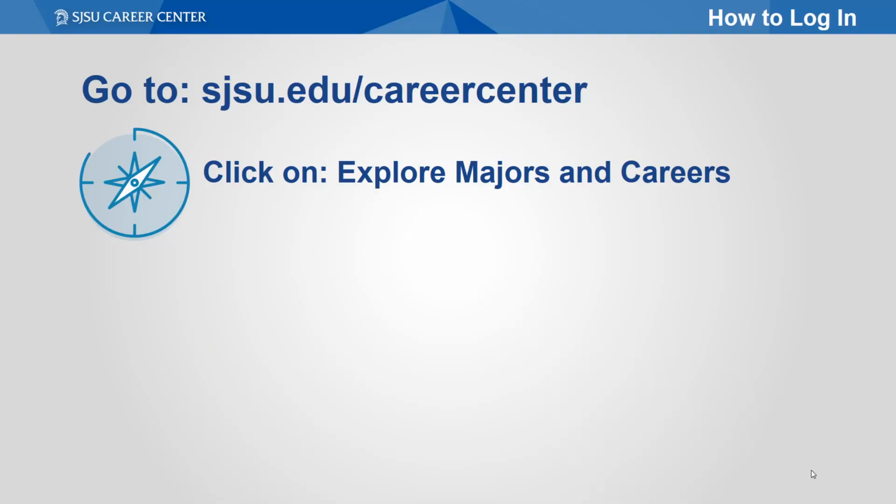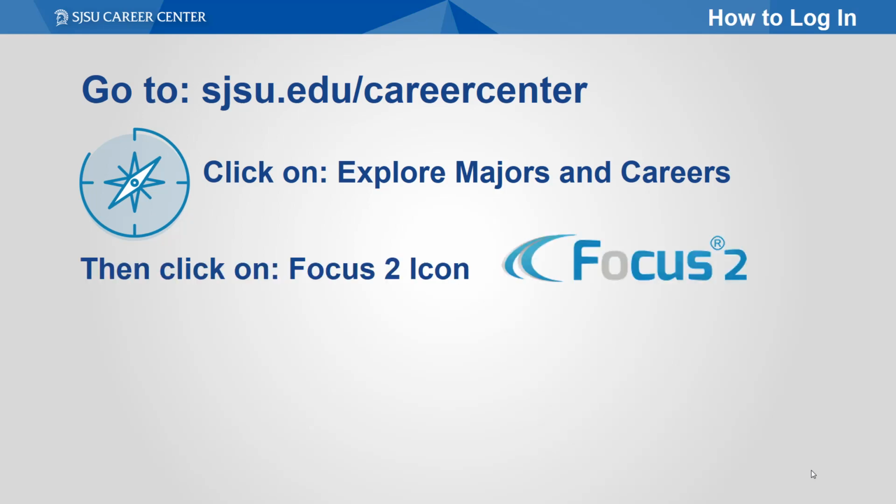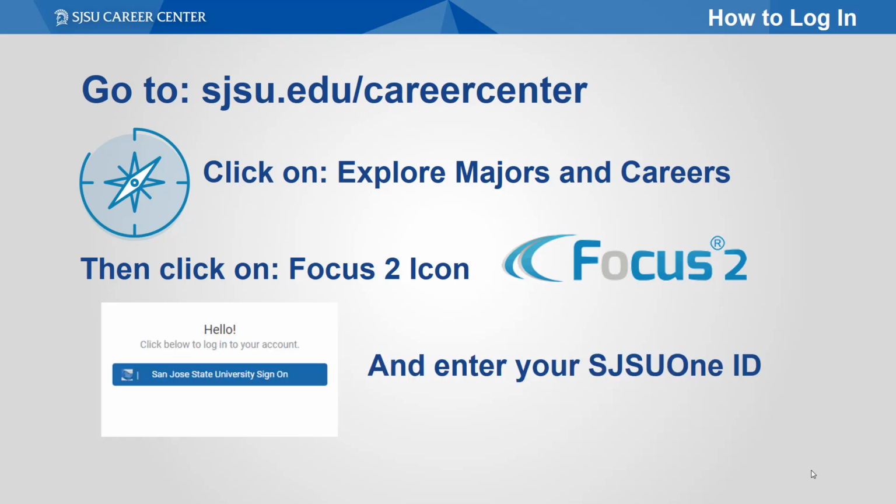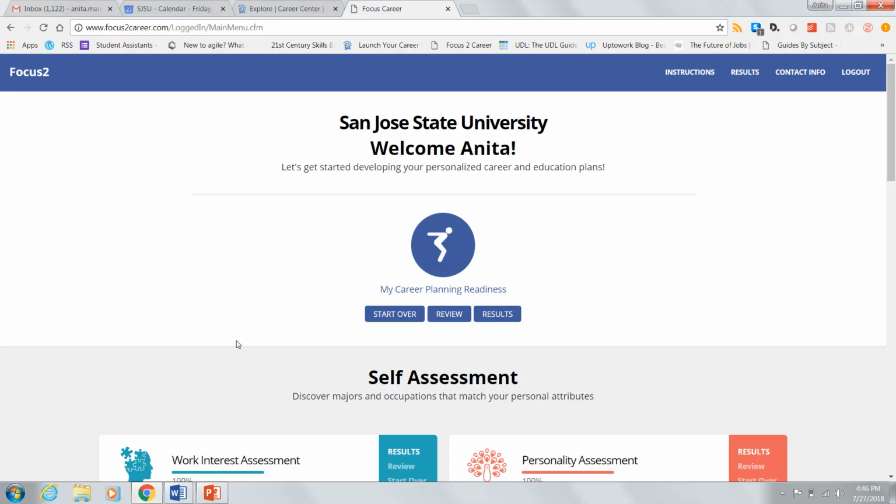You'll first go to our website, which is listed here, and then you're going to click on this icon. It's called the Explore Majors and Careers icon, which will give you an opportunity to click on the Focus2 icon, which looks like this. And you'll be prompted for a login, and you'll just use your SJSU1 ID and password to log into the system. So when you log in, this is what your landing page will look like.